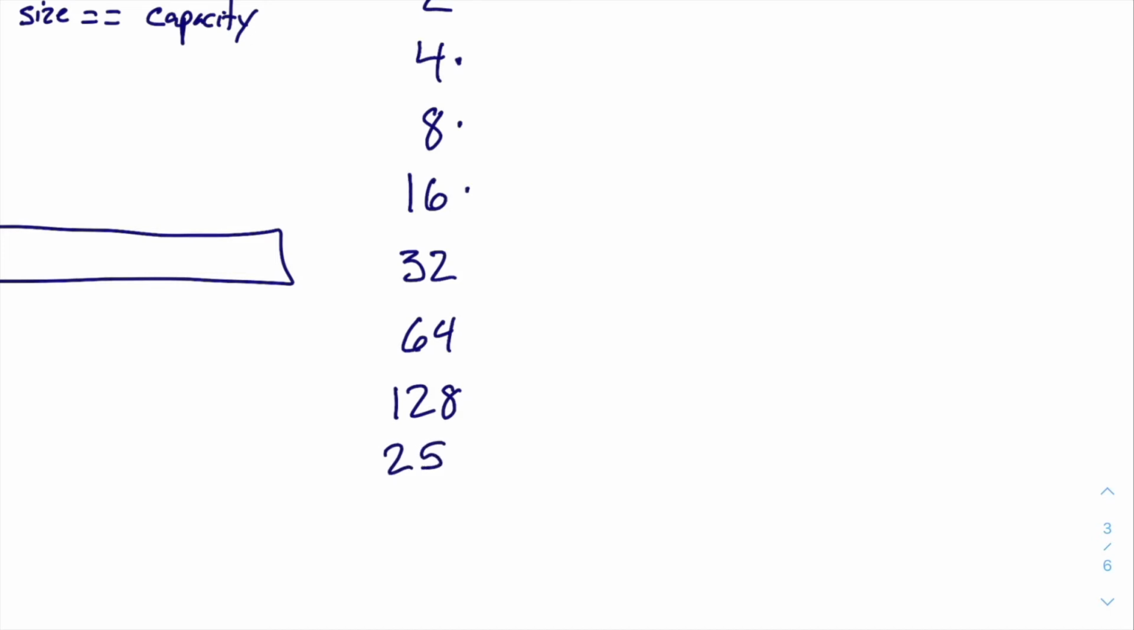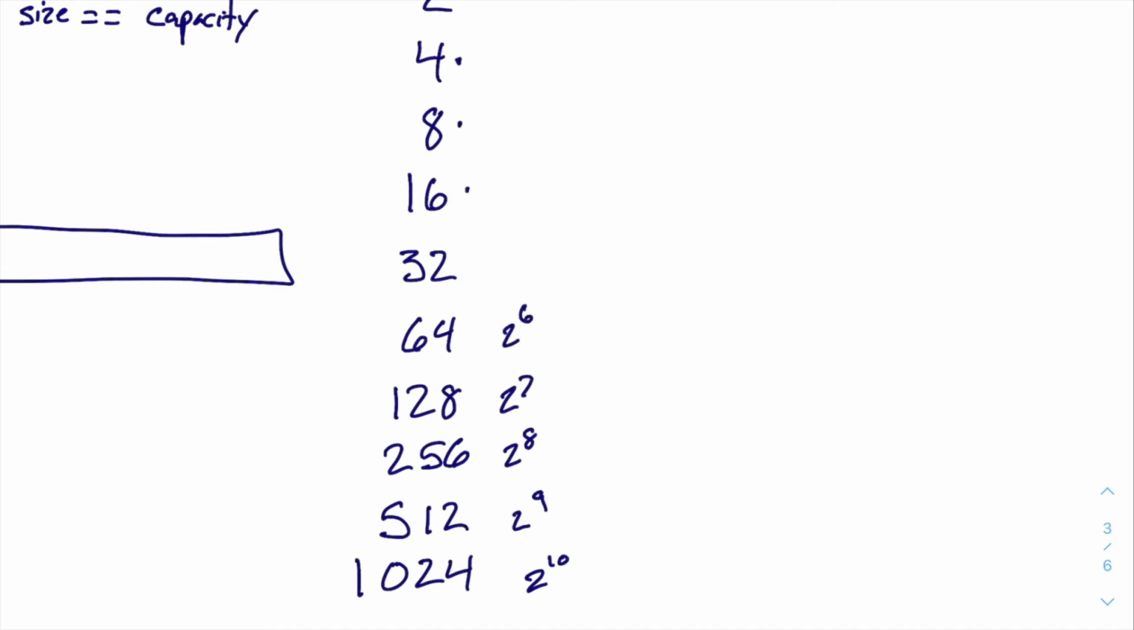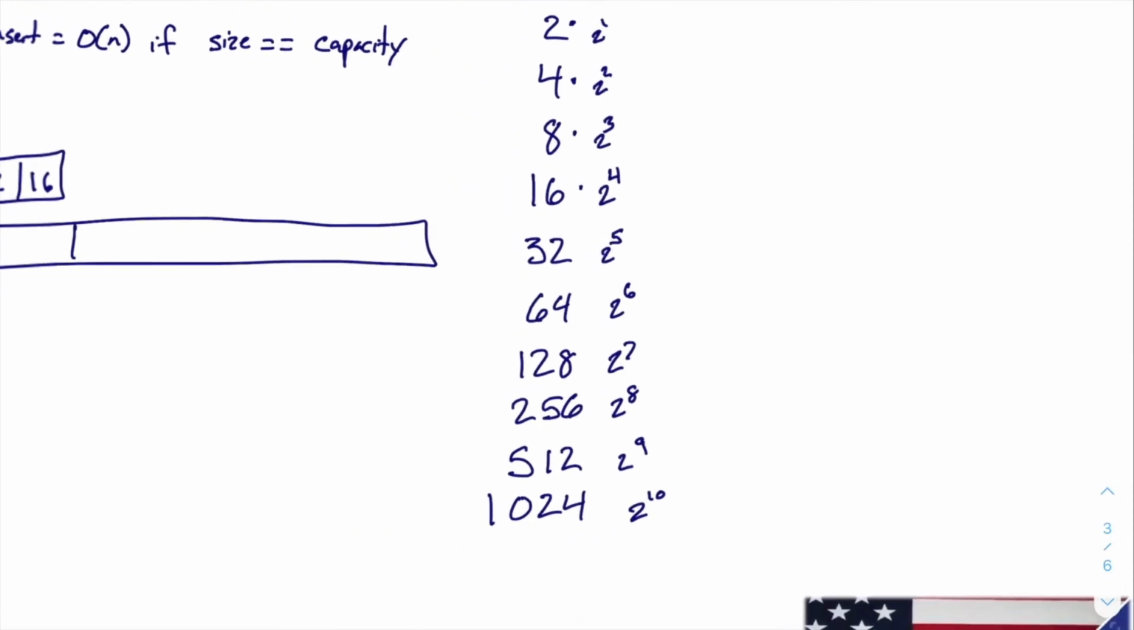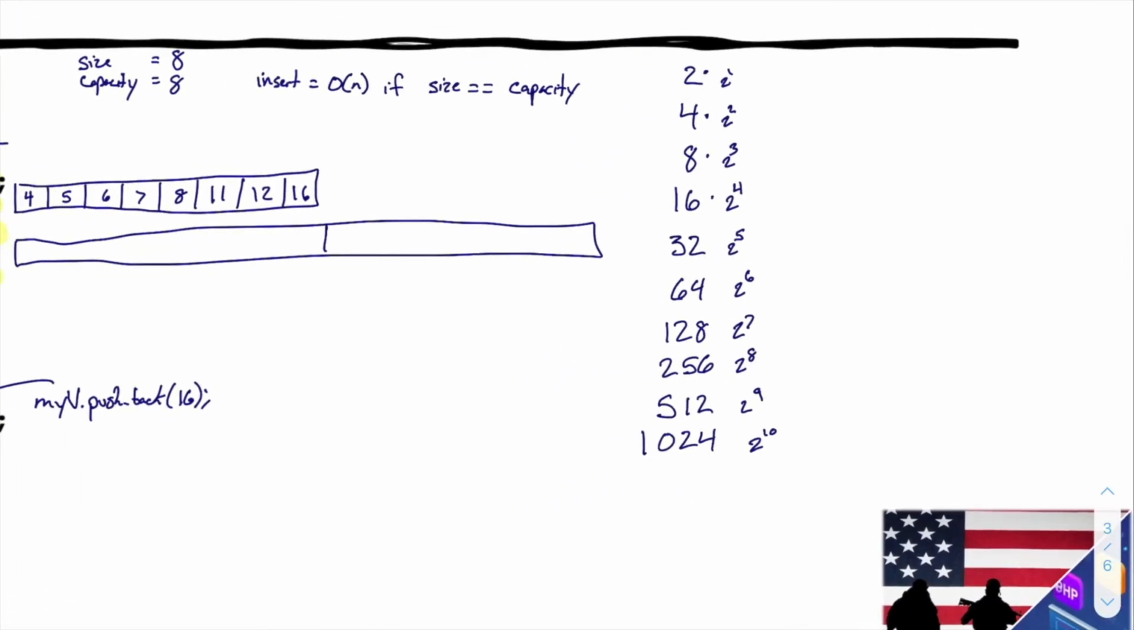128. 256. 512. 1024. One thing we can also note is that this is 2 to the 10th, 2 to the 9th, 2 to the 8th, 2 to the 7th, 2 to the 6th, 2 to the 5th, 2 to the 4th, 2 to the 3rd, 2 squared, 2 to the 1st, and you'll see how that comes around full circle, but these are all the numbers that it resizes.